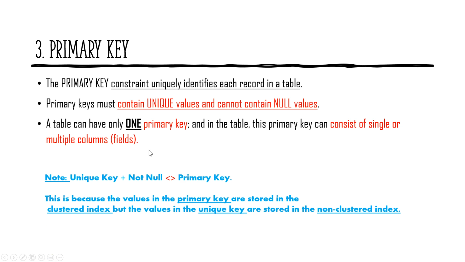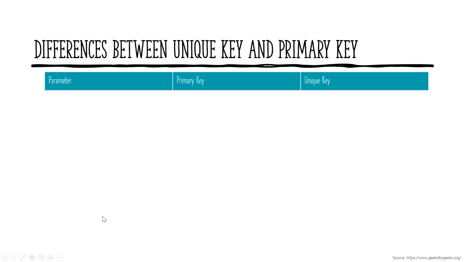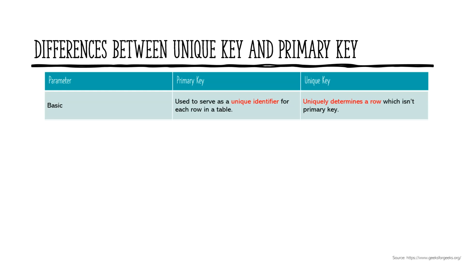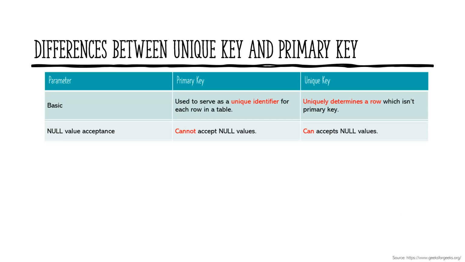So you may think the unique key plus not null is equal to primary key, but it is not, because whenever you create a unique key, it creates a non-clustered index, but when you create a primary key, it creates the clustered index. So let's quickly go on to the differences between the unique key and the primary key.